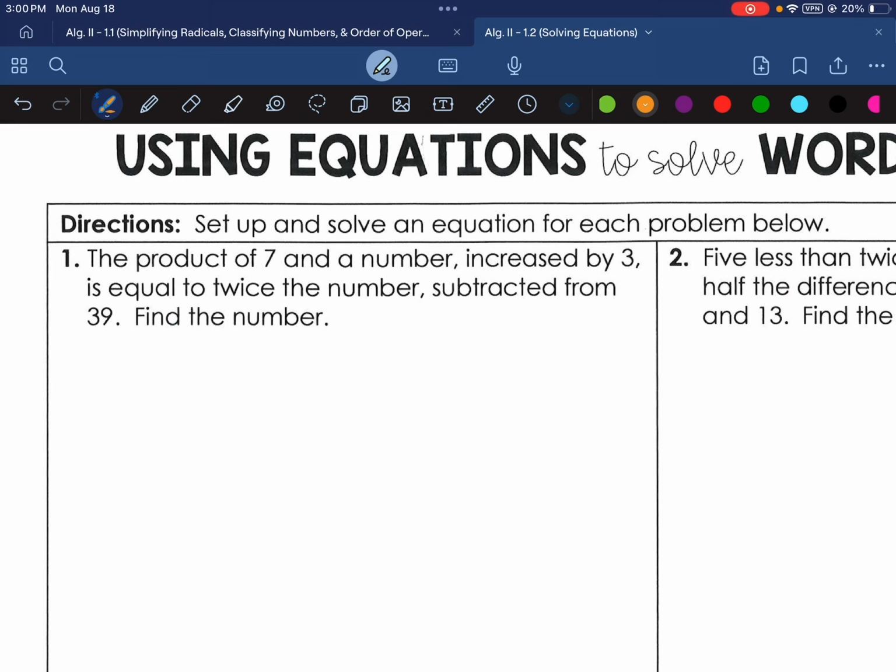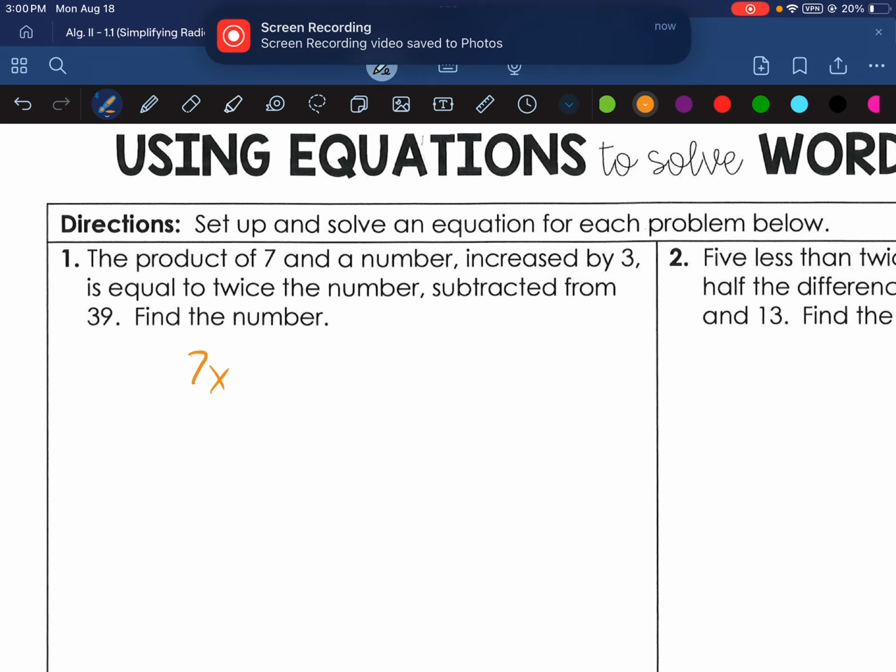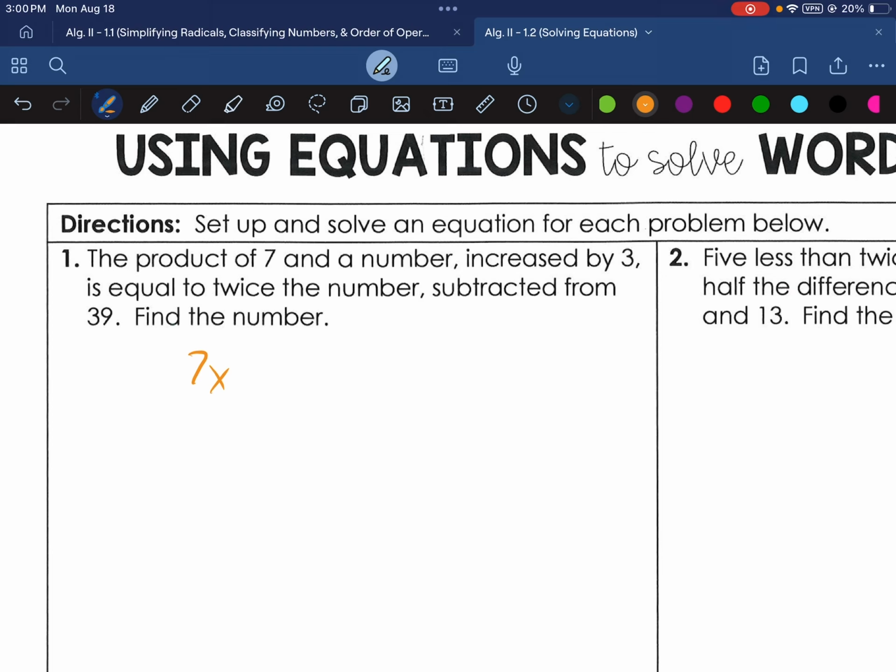So the product of 7 and a number. Here's a hint. Anytime you see a number, it's telling you it's a variable, and you can pick whatever variable you so please. So the product of 7 and a number, so 7 times x, increased by 3. Increased by means adding, so adding 3 is equal to, that should be a big radar going off or alarm going off telling us, hey, that's where our equal sign is. Twice the number. So it's saying the number, meaning the number we used previously, or x. So 2 times x. Or if you had used n, it'd be 2n.